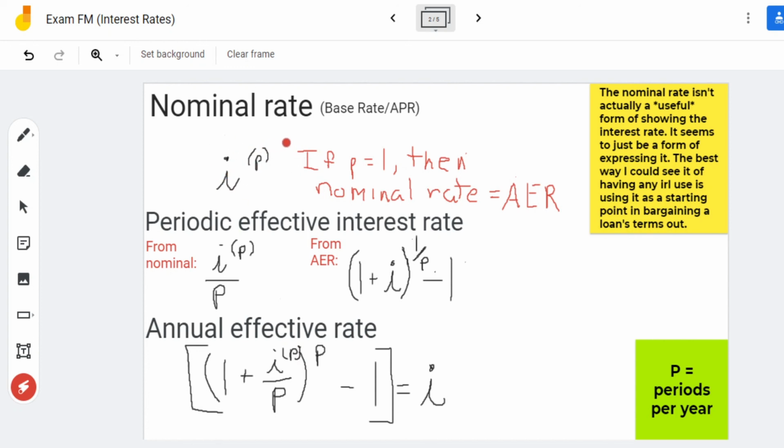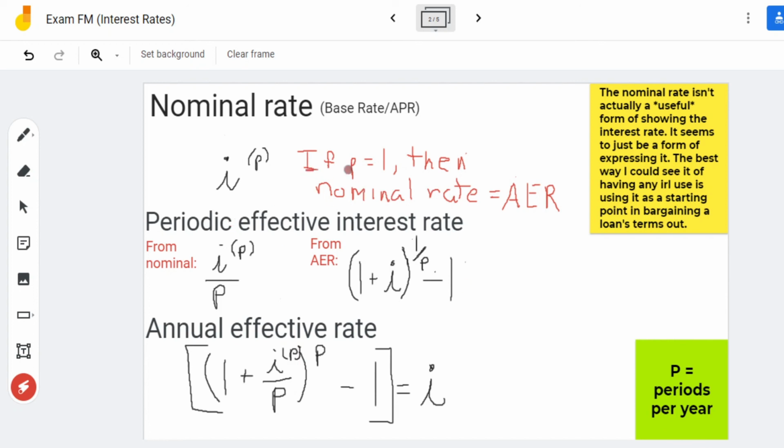All right, so this is the basic relation to the annual effective rate that I want you to know, because this helps, and I didn't see it anywhere. If p equals 1, then the nominal rate is equal to the annual effective interest rate. We're going to go through this. Ready? p in all these formulas is equal to periods per year. So for example, if you're paying quarterly payments, that's 4 periods per year. So p would equal 4.